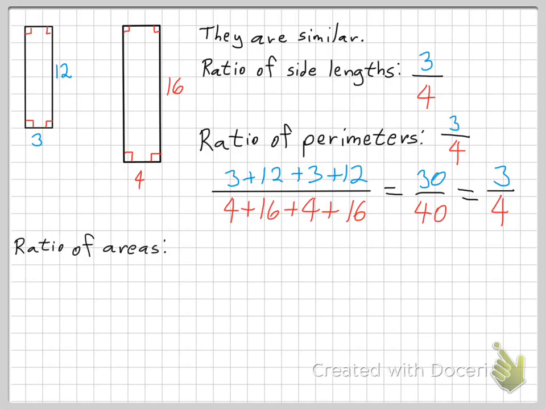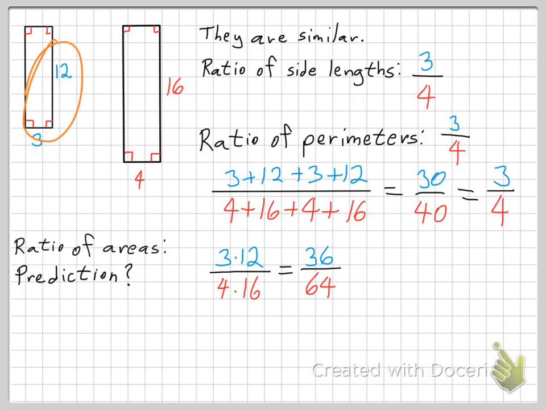But now we're going to talk about the ratio of areas, which is today's lesson. What's your prediction? What do you think the ratio of the areas will be? Again, you can pause this and write this down, but I'm going to continue. So what's the ratio of their areas? Well, let's calculate that. The area of this rectangle is gotten by going 3 times 12. Area of a rectangle is length times width. So we have 3 times 12 to get the area of this rectangle. And then this one, area is length times width again, which is 4 times 16.